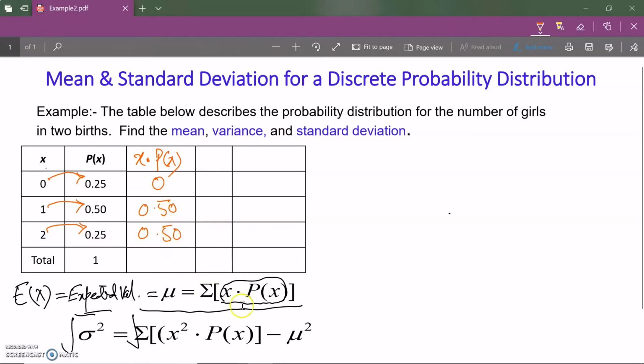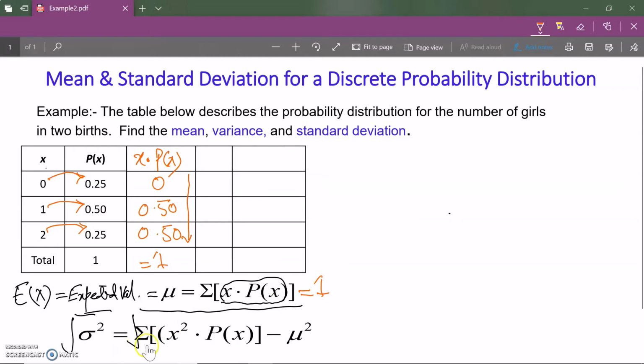Now I have multiplied x times p of x. What this summation symbol says is that you add all these values. So I add all these values, and the answer comes out to be exactly equal to 1. I just added this column and have written the value here. So the mean of this distribution comes out to be 1.